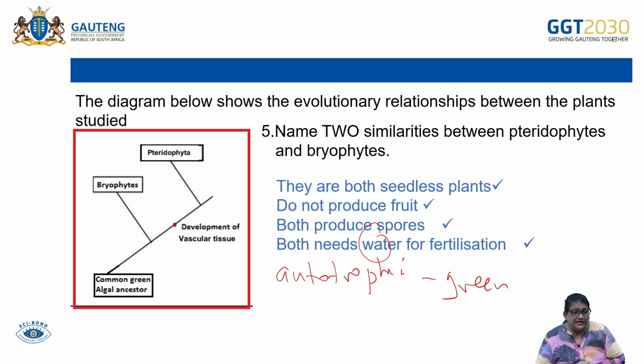Both have chloroplasts for photosynthesis, and they do not produce any fruit. So you can't get a seed from a fern or a seed from a moss. They do not produce fruits, and therefore they are seedless. Both are seedless. There's no fruit, there's no seeds. Okay.